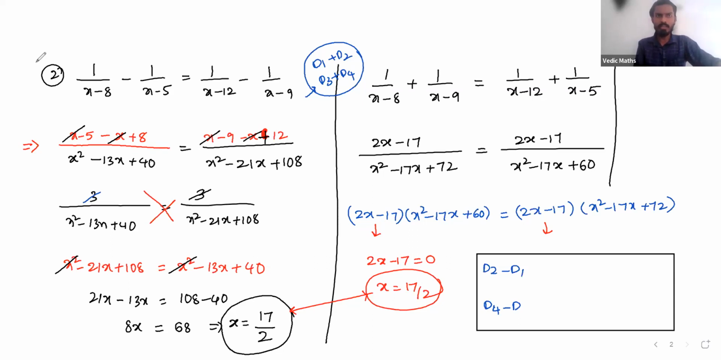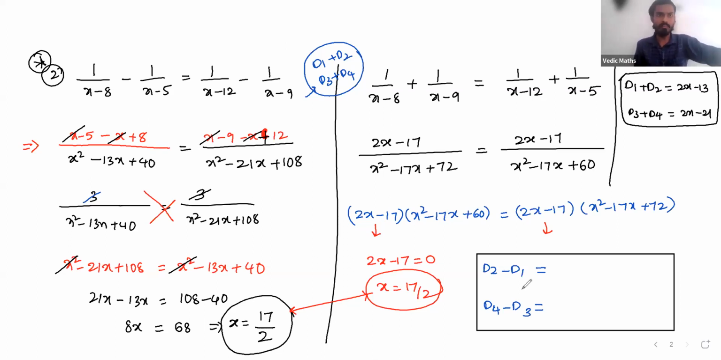Suppose the direct question, from this question only I'm talking. d1 plus d2 if you are taking, that is 2x minus 30, and d3 plus d4 if you are taking, then you are getting here 2x minus 21. Is it clear my point? That means they are not same here. That means you cannot take zero, because they are not same. In that case, let me try to take this kind of relation. Let me check whether it works or not.